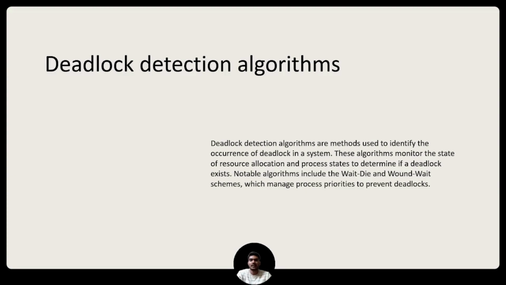Detection. Deadlock detection algorithms are methods used to identify the occurrence of deadlock in a system. These algorithms monitor the state of resource allocation and process status to determine if a deadlock exists. Notable algorithms include the wait-die and wound-wait schemes, which manage process priorities to prevent deadlocks.